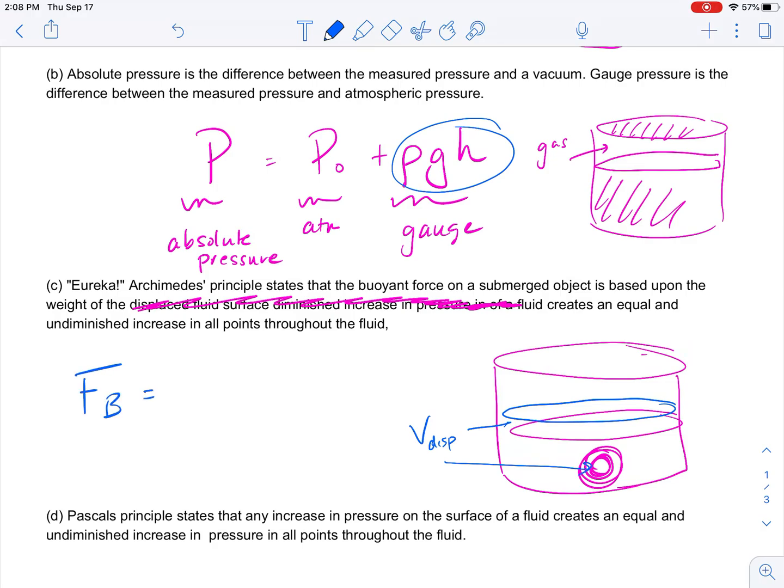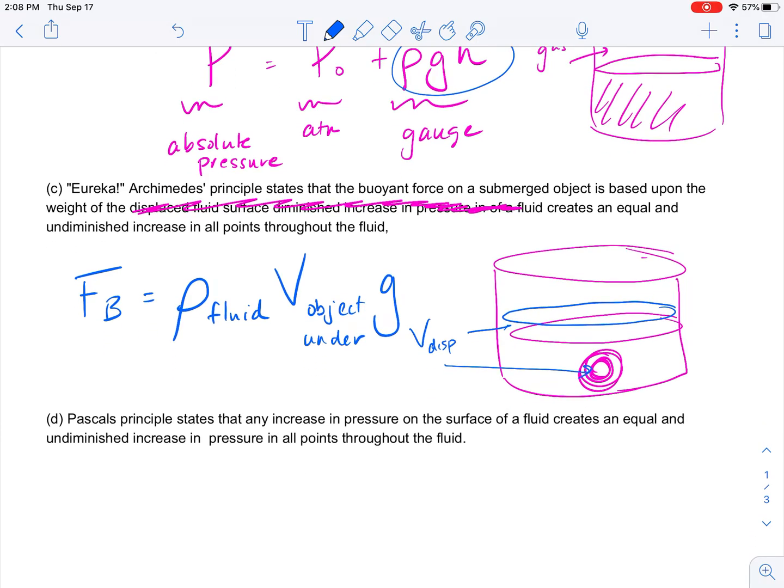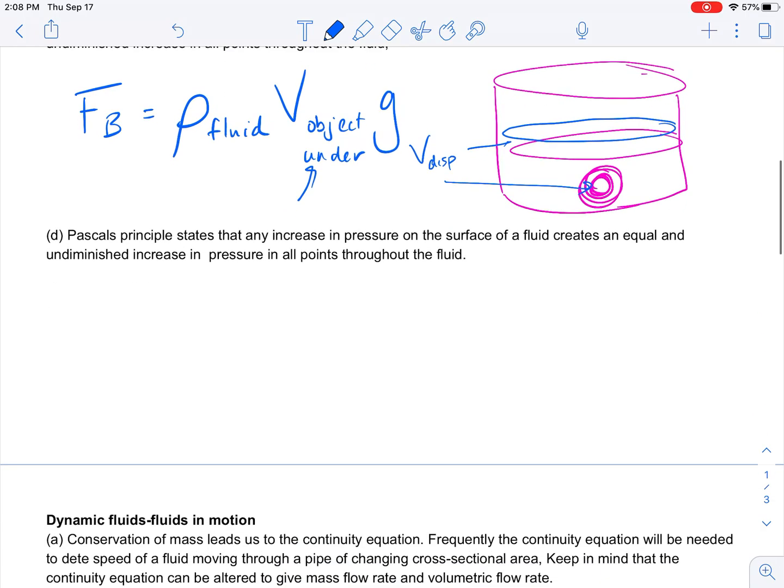Okay, and then Archimedes' principle again says that this buoyant force is going to be equal to the density of the fluid times the volume of the object under the water times g. If the object is floating, then only a portion of it is underwater.